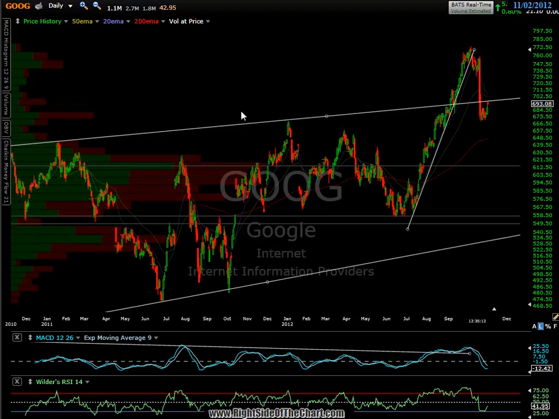Okay, here's Google. This one's interesting. We had a powerful breakout earlier this year, just a few months back. An incredible rip from Google. Look at this uptrend. Relentless uptrend. Once that trend line broke, that's all she wrote. The quicker a stock goes up, the harder they fall. And as you can see, that happened with Google.